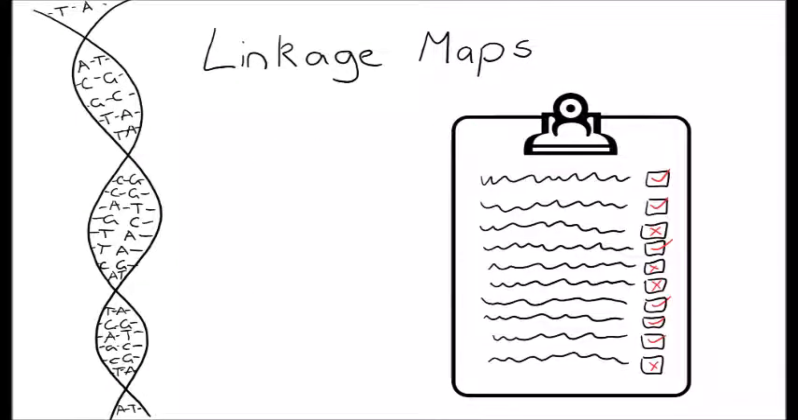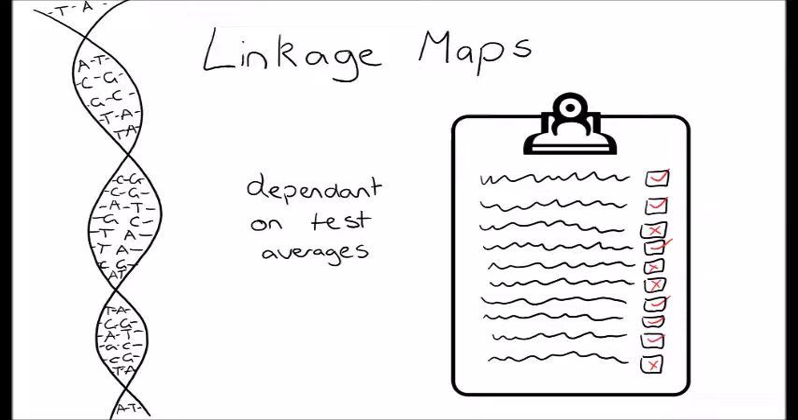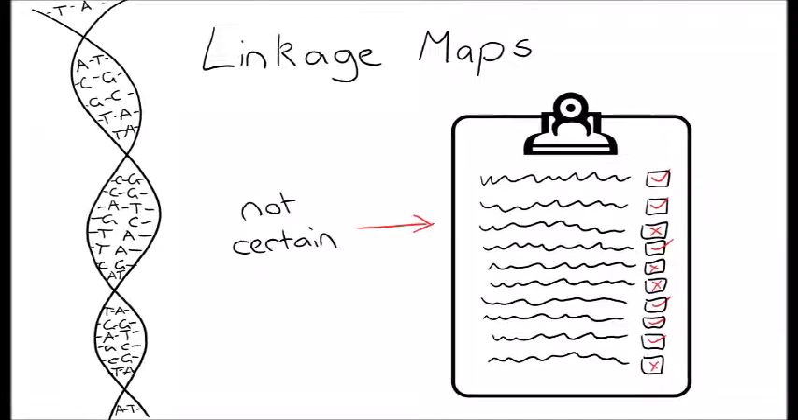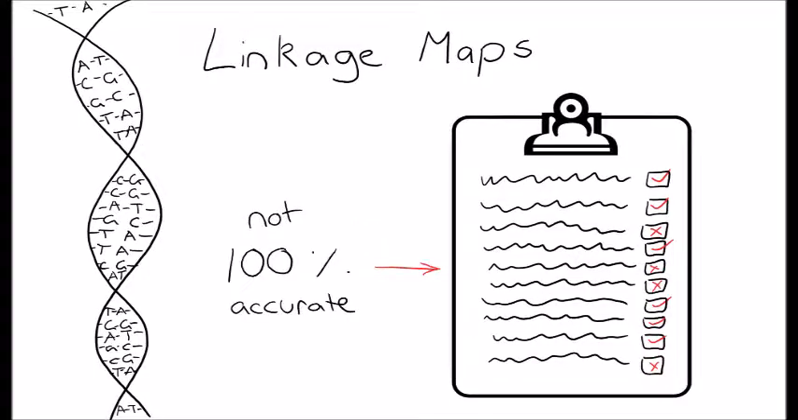Genetic linking is highly reliant on the averages of test results obtained through experimentation, though these results are not certain. The rates of recombination give an indication of the distances between genes, but this information is only an approximation of the distances. This means that the results obtained from linkage maps cannot be relied upon to be 100% accurate.